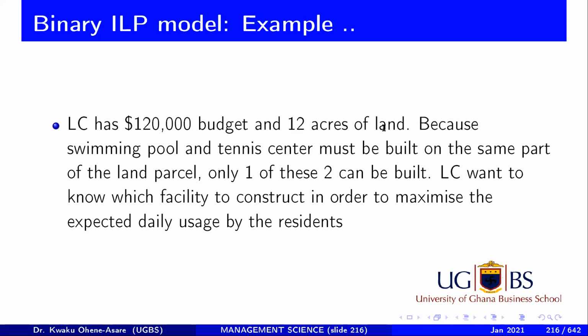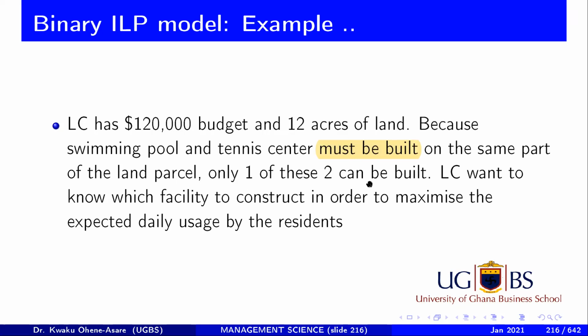12 acres of land available. So that's the other part. But there are some restrictions here, which is where it becomes a little bit technical. But if you think, you will crack it. Because swimming pool and tennis must be built. Keep that in mind. Okay, swimming pool and tennis must be built on the same part of land parcel.